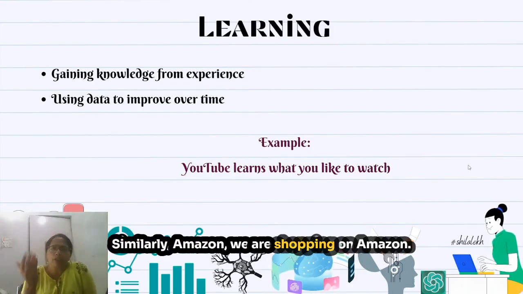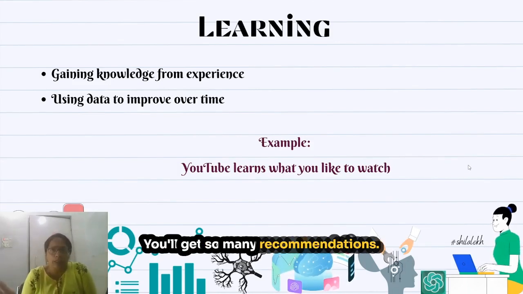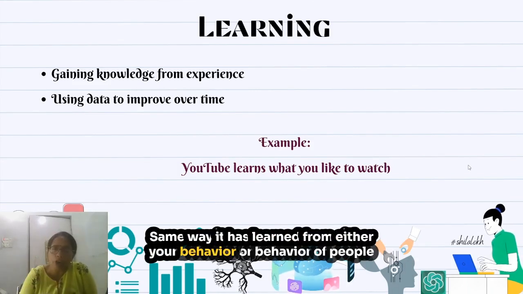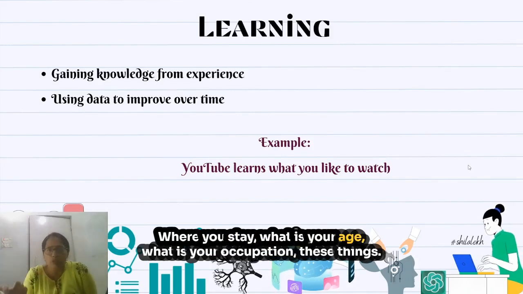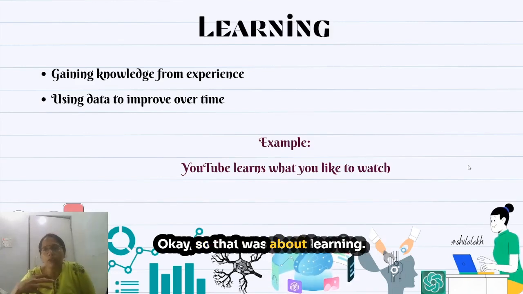Similarly, when we are shopping on Amazon, you will get so many recommendations. In the same way, it has learned either from your behavior or the behavior of people who are similar to you in demographics: where you stay, what your age is, what your occupation is, these things. Okay, so that was about learning.